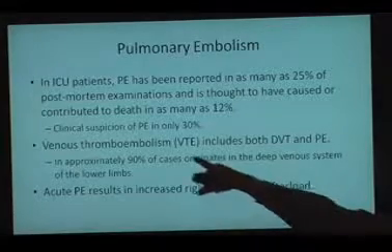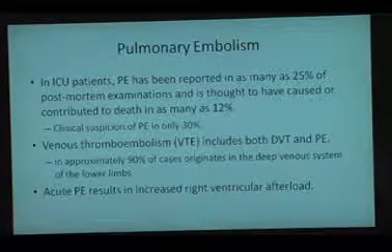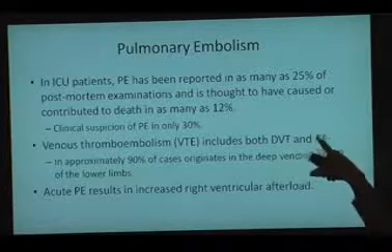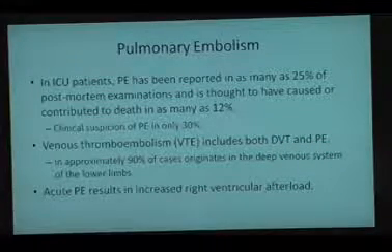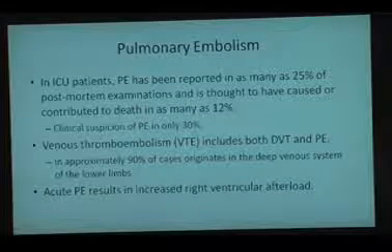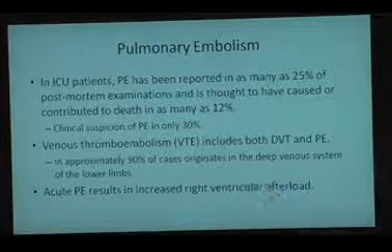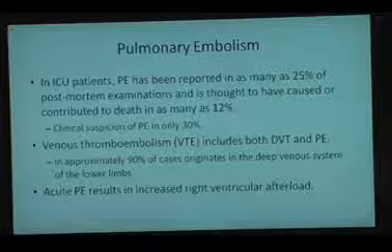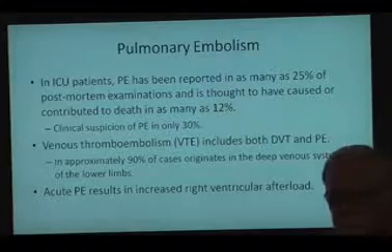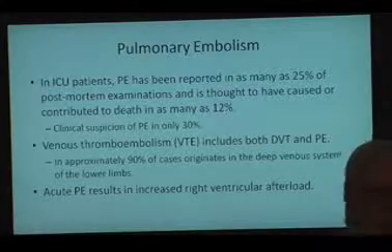Venous thromboembolism, VTE, includes both deep venous thrombosis, DVT, and pulmonary embolism. About 90% of the cases originate in deep venous circulation of the lower limbs, and acute PE results in increased pulmonary vascular resistance, increased right ventricular afterload, decreased left heart filling, hypotension, and so forth.